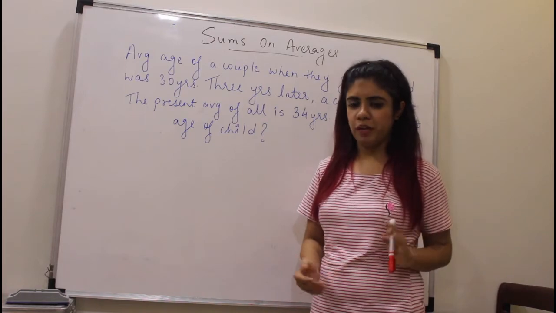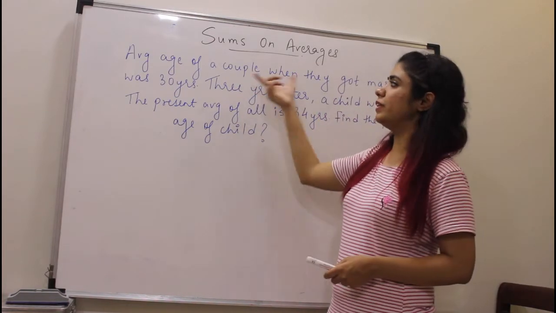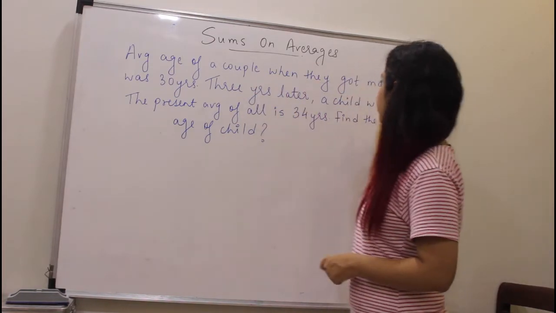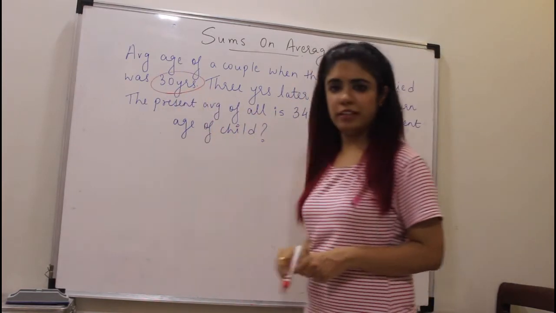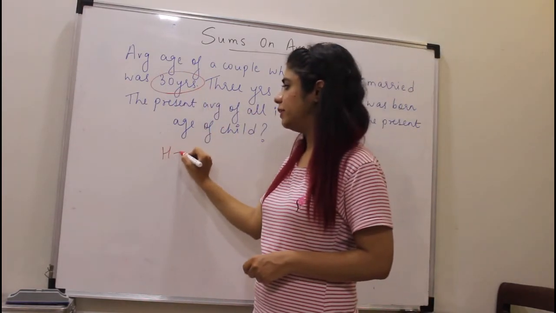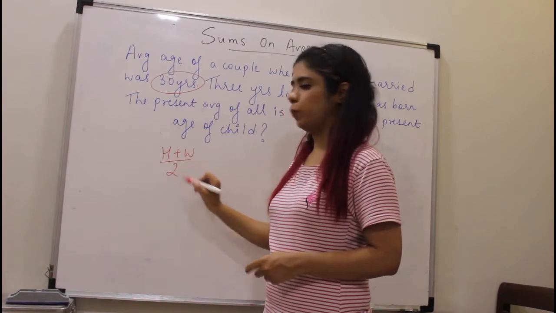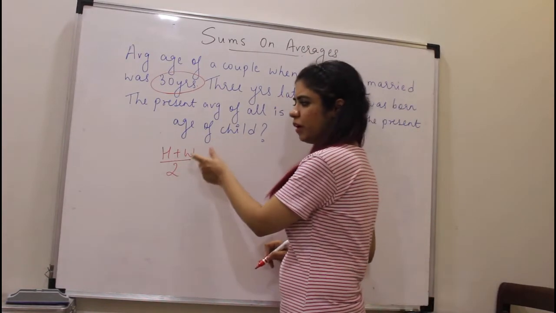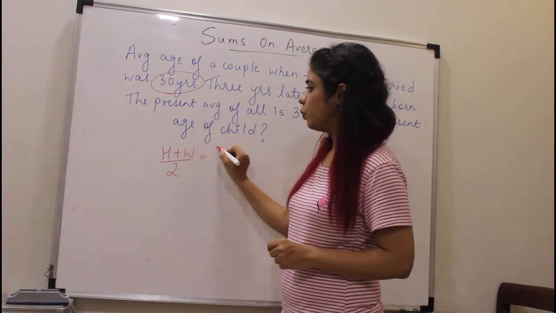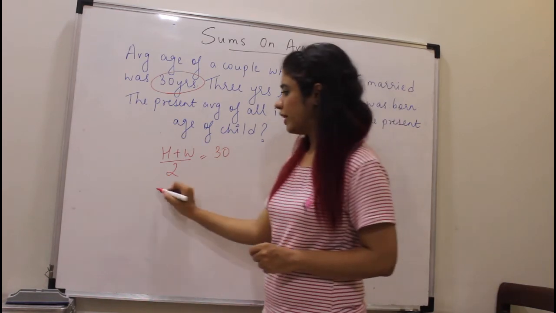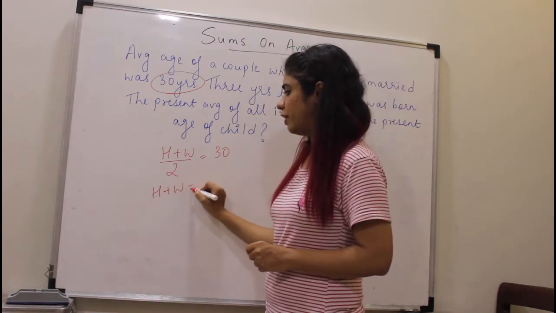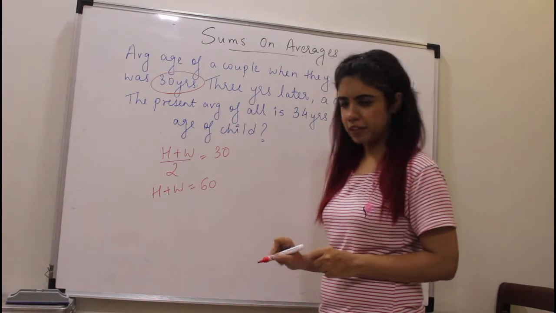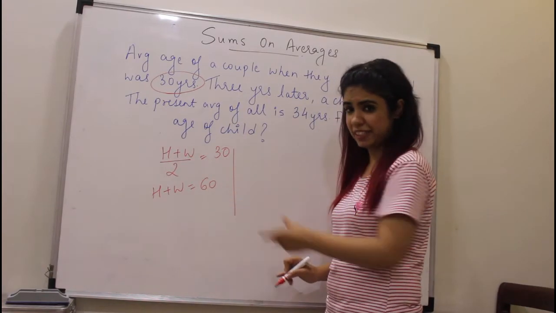That is the question. So let's talk about the earlier part when they got married. So that time, the average was 30 years. So that means husband plus wife upon 2. Let's say husband's present age is H, wife is W. The average was 30 years. So can I say husband plus wife will be 60. Okay? It becomes 60. The sum is 60.